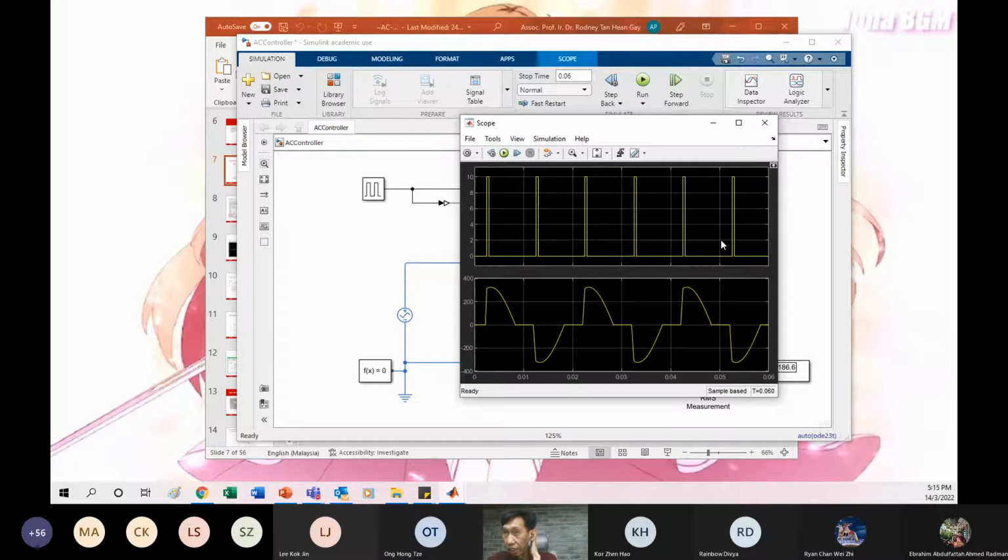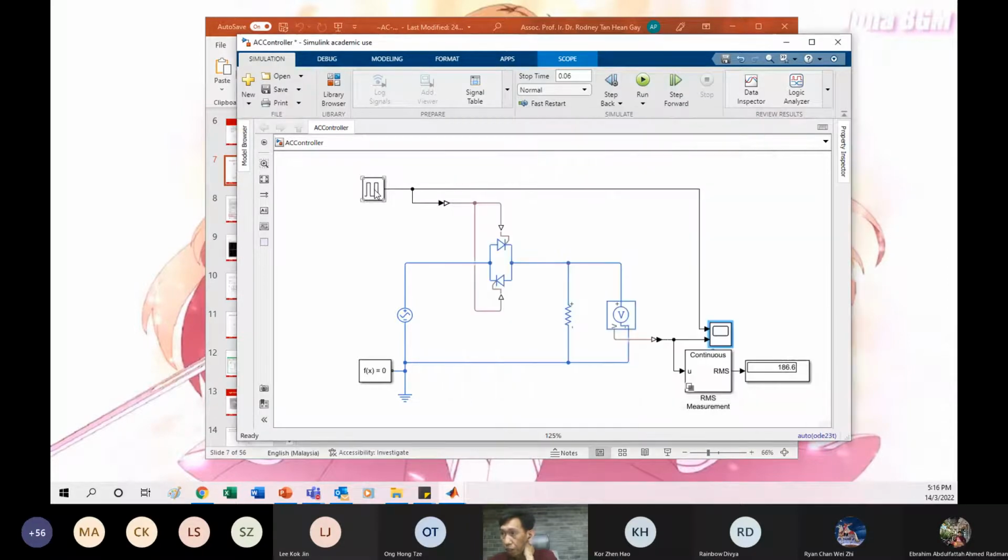For example, you want to fire at 30 degree, and if the sine wave starts at 30 degree, it is 30 minus 30, it becomes 0. So you literally do not have any firing angle control. All right, so that is actually what is happening when you don't have the PLL.